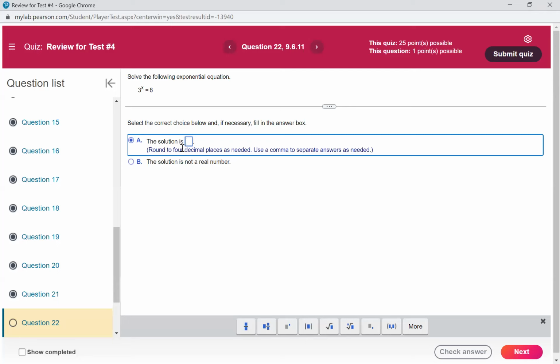So yeah, and I'll tell you, you see where it says round to 4 decimal places as needed. When you see that under your answer, that almost guarantees you're getting a decimal, okay? All right, 1.8928. All righty, y'all. Let's see what we got next.